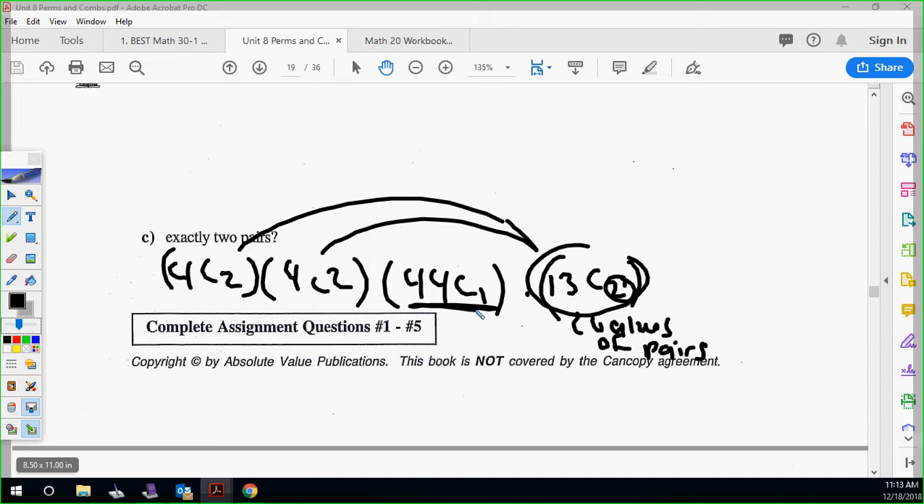Yep, Aiden. Why do you have the 4 choose 2 twice? Because remember, these are the cards that make up your hand. This is how you decide which pairs to pick. So it's 2 pairs, so you need to have king, king, 4, 4, and then an 8.